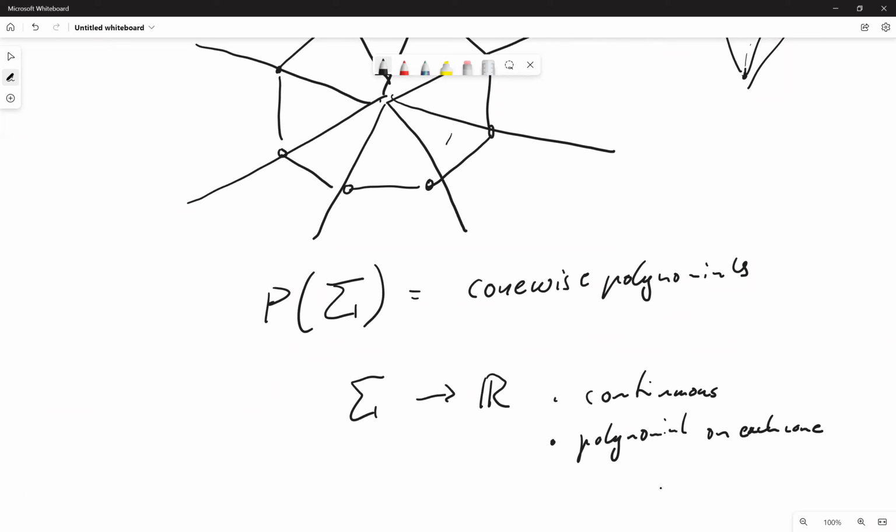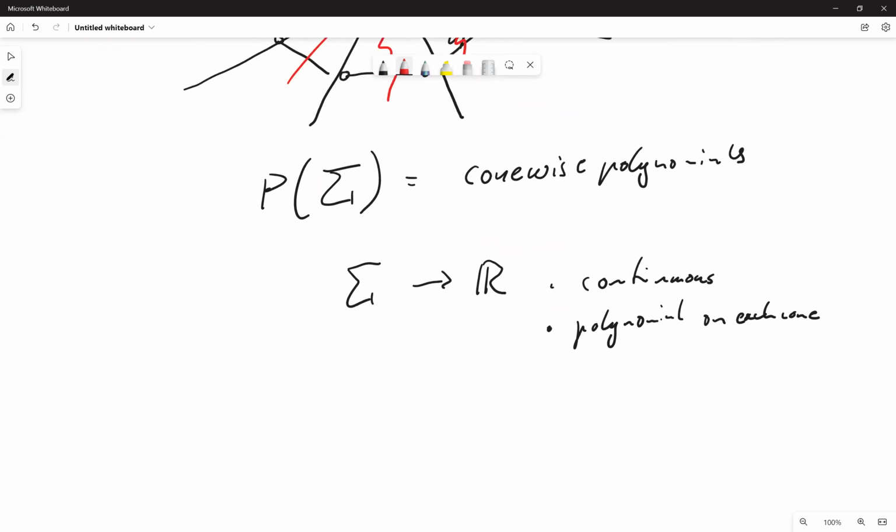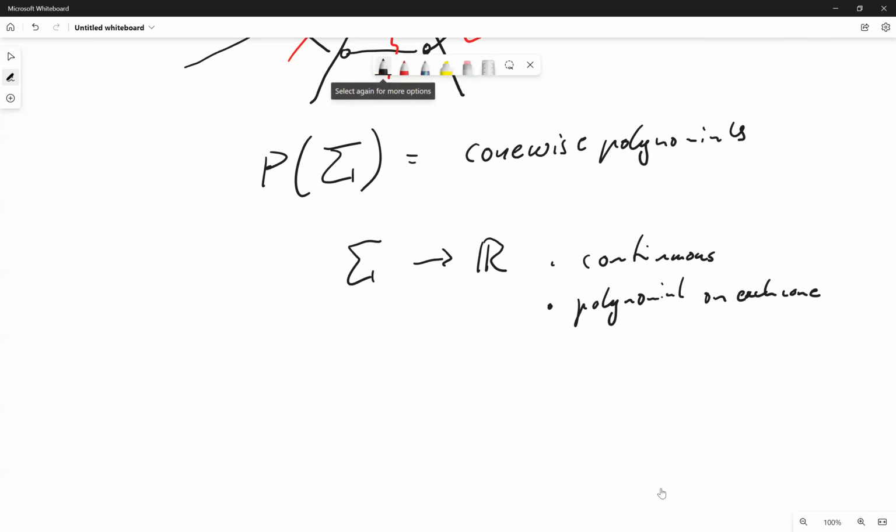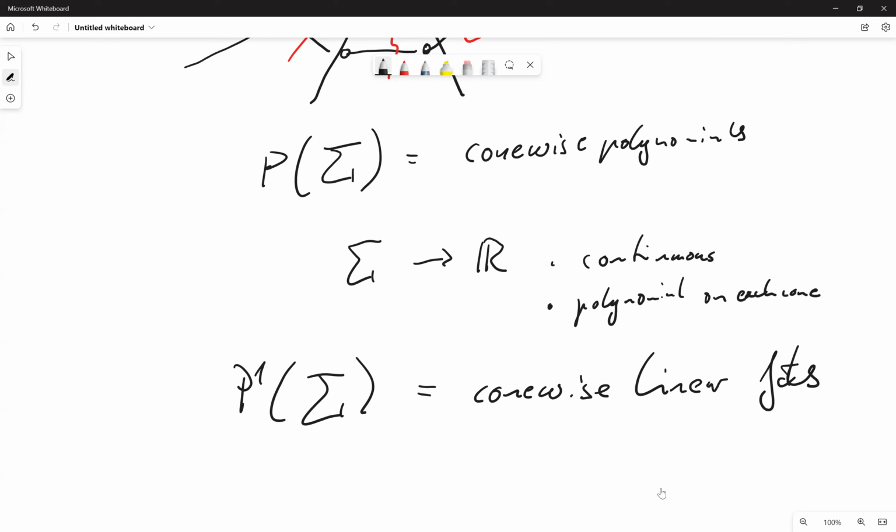So it's a polynomial here. On this cone, it's a polynomial. On this cone, it's a polynomial, and so on. And this is a graded object. It's a graded ring, so I can talk about degree here. The functions of degree one are exactly the cone-wise linear functions. So P1 of sigma, these are the cone-wise linear functions. This is just an example. In fact, I can describe a generating set for them.